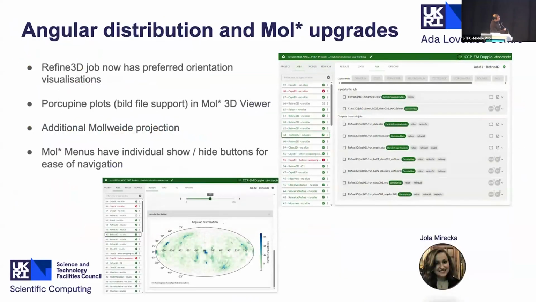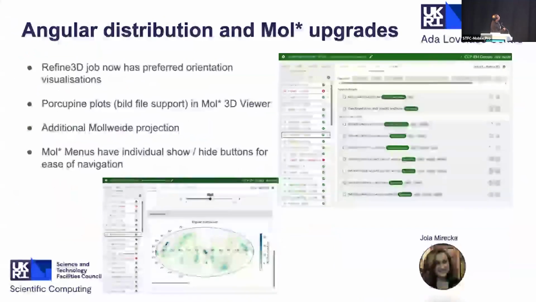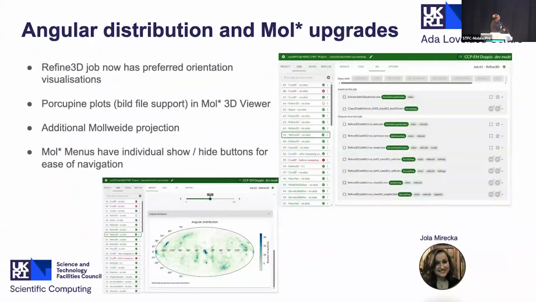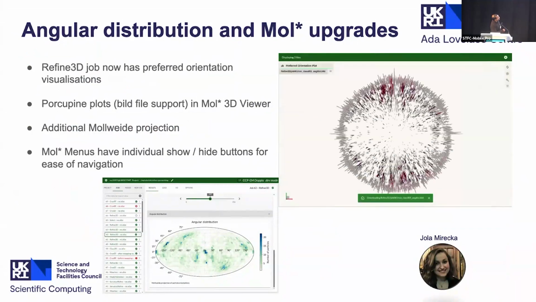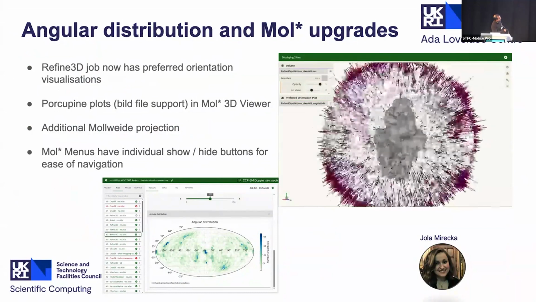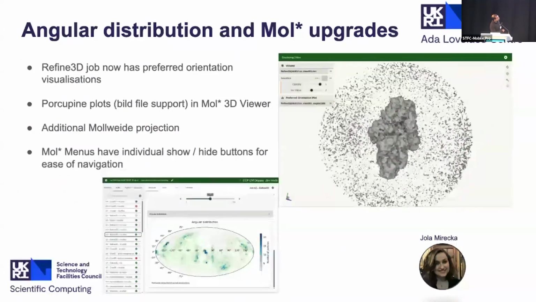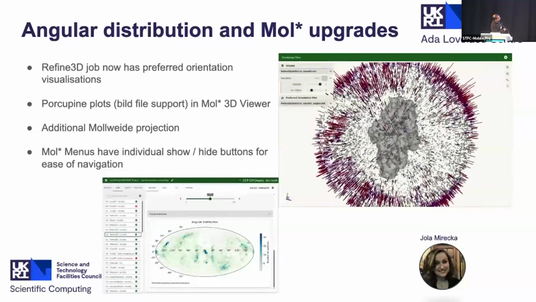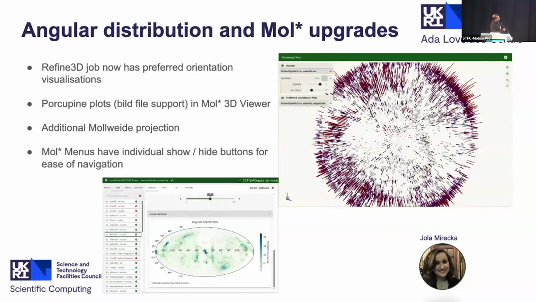There's a few improvements with respect to visualization of results. So one of the things is particle angular distribution. So in the refined 3D jobs, for example, you now get display of the 3D histograms of angles. So you might be familiar with this already. So the support for this bild files in refined 3D in the Molstar viewer we have, and you can also open it along with the maps and also hide maps and so on.